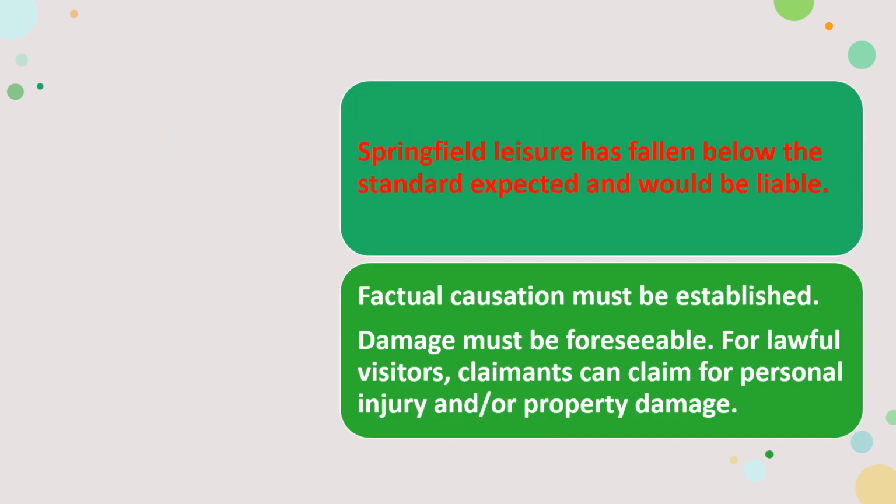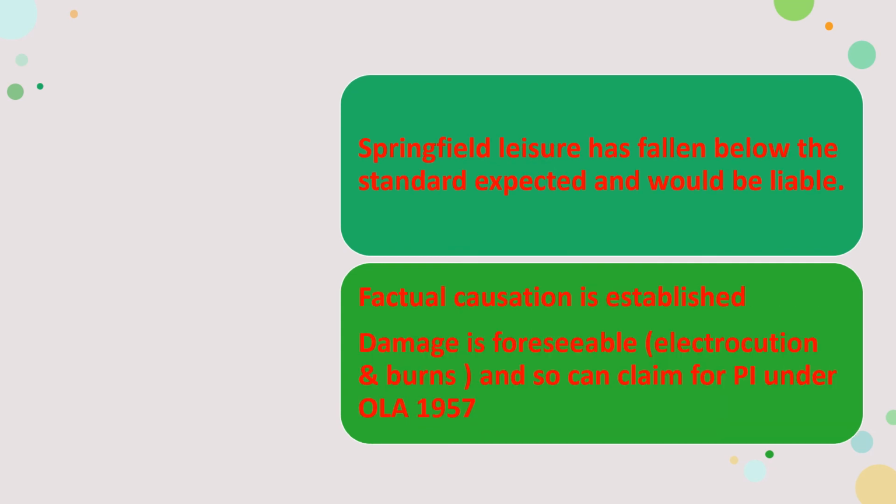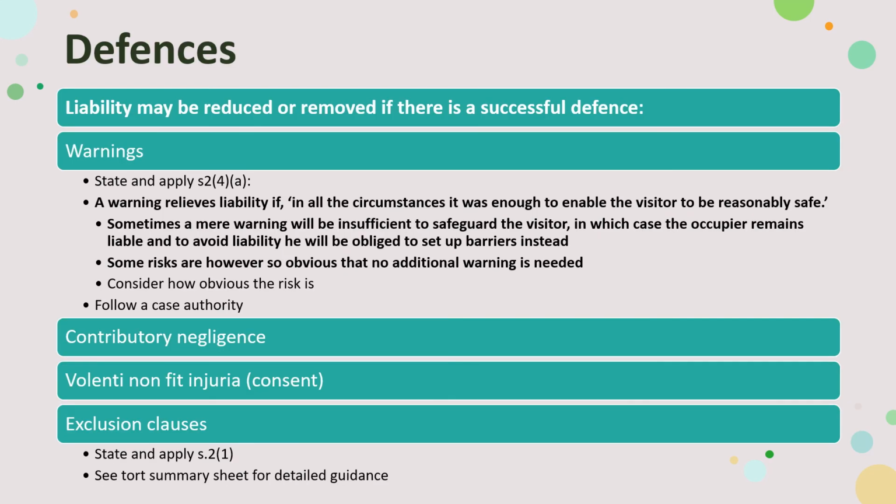So have they fallen below the standard? Yes. And again, but for the occupier allowing this to occur, so but for the live wire being exposed, but for not checking the work and so on, but for the circumstances of the kitchenette, Marge would not have suffered harm. And so damage is foreseeable. So for example, in this particular case, electrocution and burns are foreseeable if there's a live wire in the premises. And so she can also claim for personal injury.